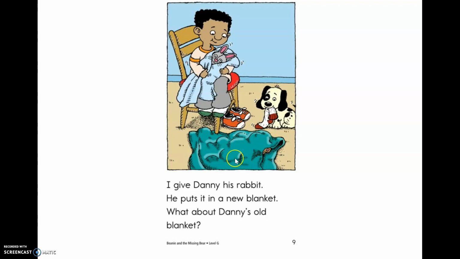Ooh, look carefully at the picture. The illustrator is trying to show us something, right? I see something there. It looks like in a shape of a... Let's look. I predict it's going to be the bear hiding in Danny's old blanket. Let's see if our prediction is correct.